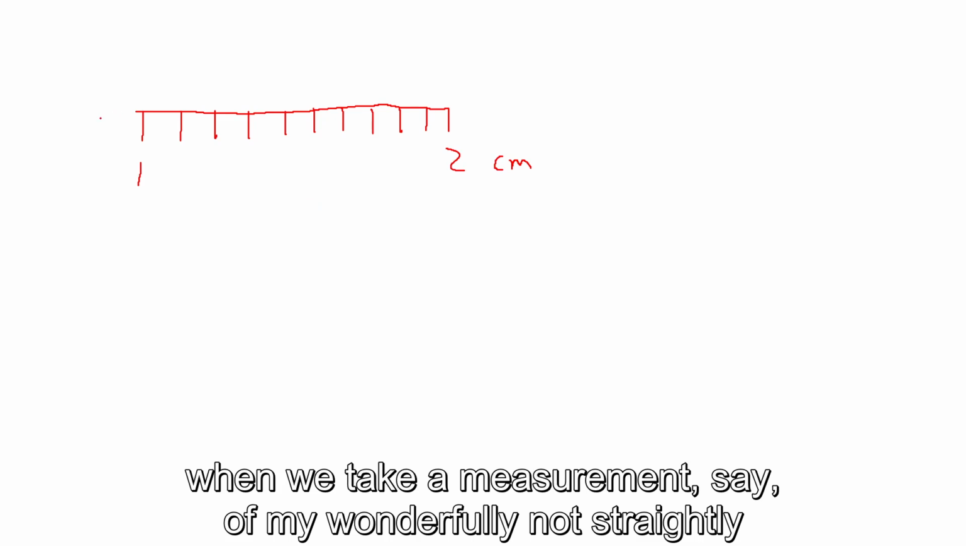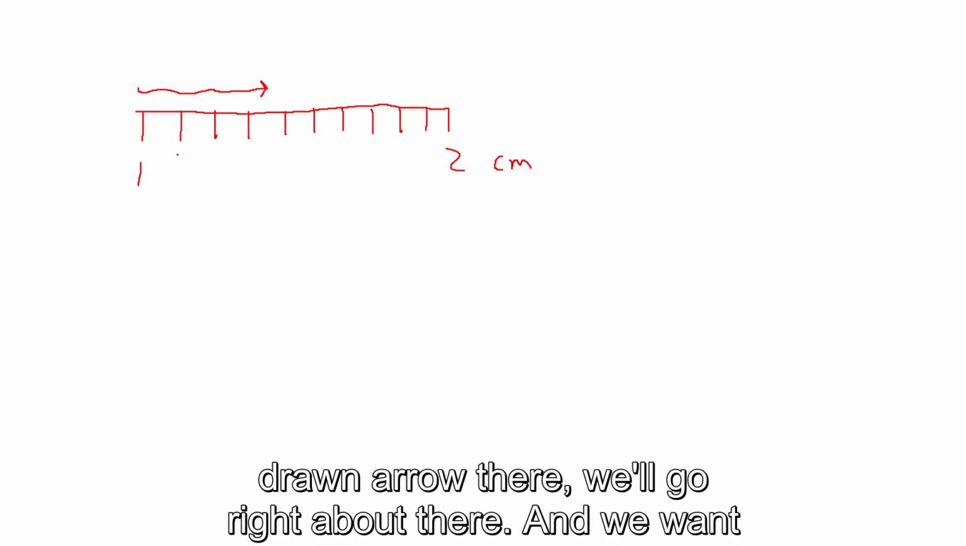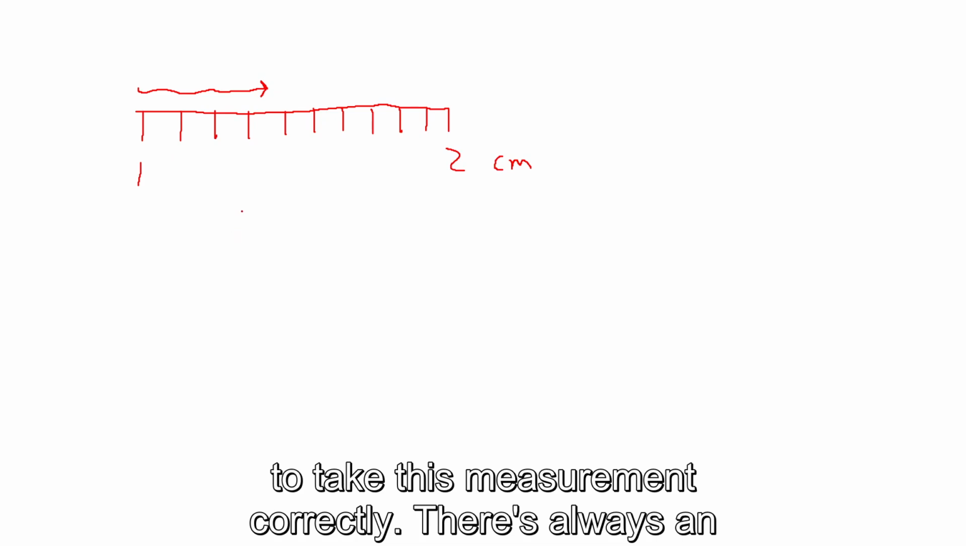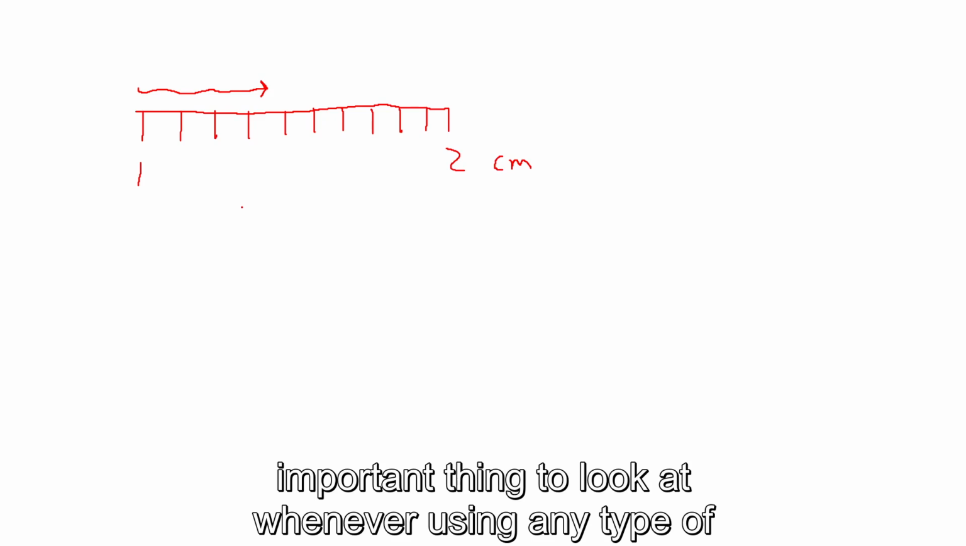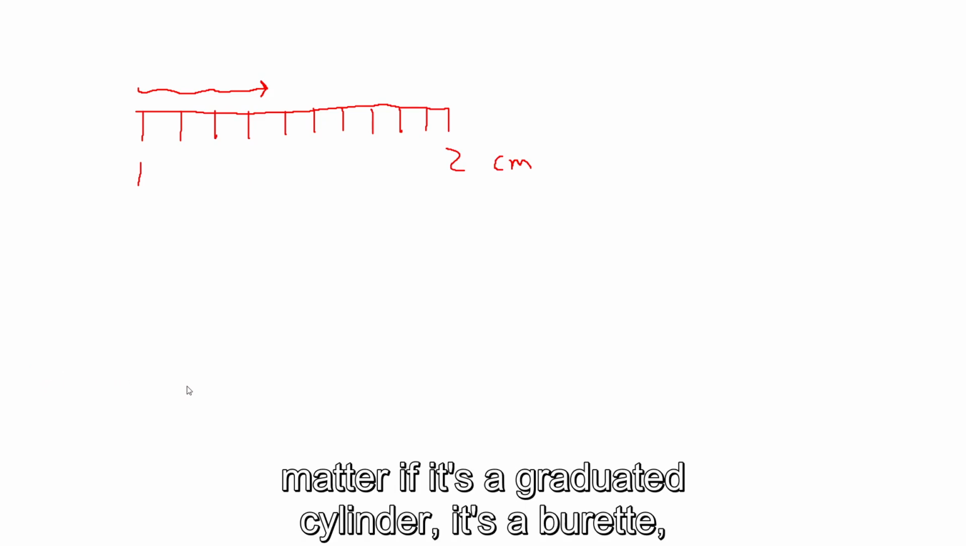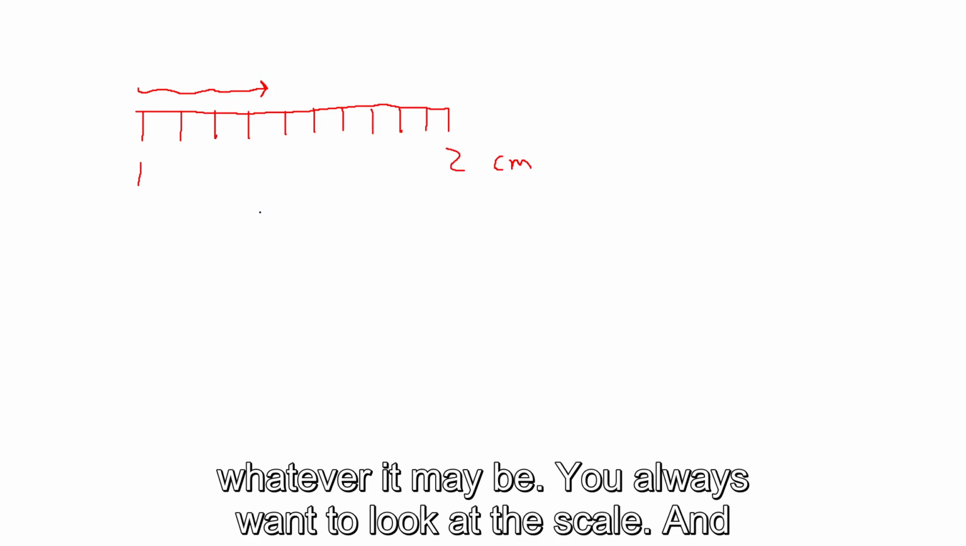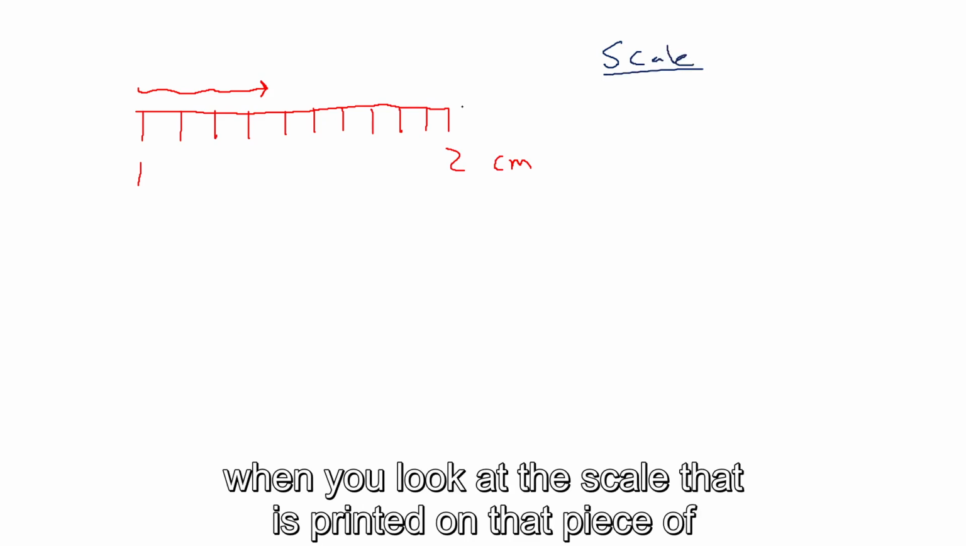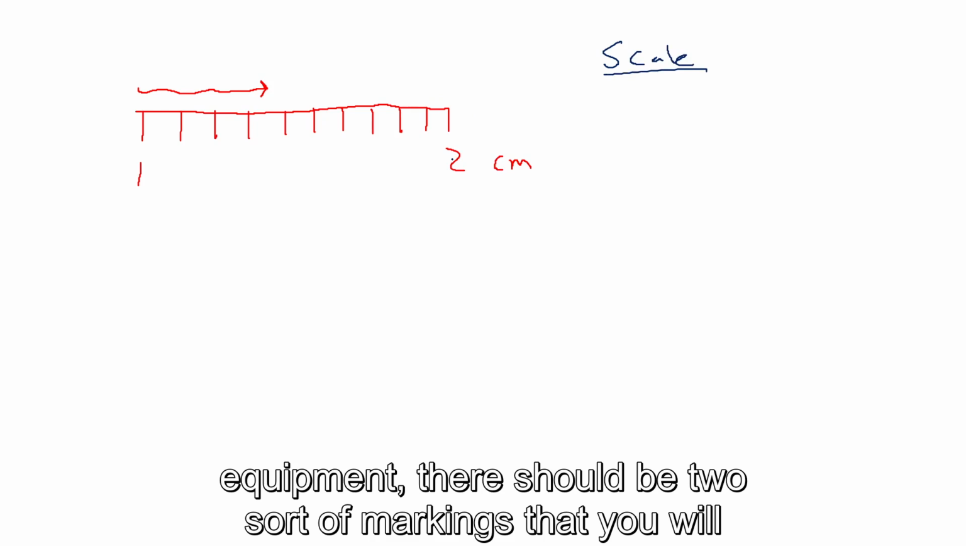So when we take a measurement, say of my wonderfully not straightly drawn arrow there, we'll go right about there, and we want to take this measurement correctly. There's always an important thing to look at whenever using any type of measuring equipment. Doesn't matter if it's a ruler, doesn't matter if it's a graduated cylinder, it's a burette, whatever it may be. You always want to look at the scale. And when you look at the scale that is printed on that piece of equipment, there should be two sort of markings that you will see.